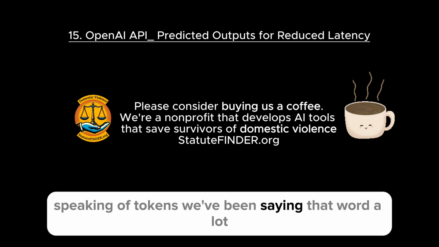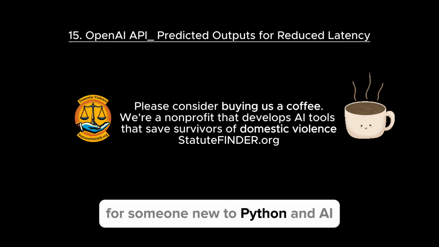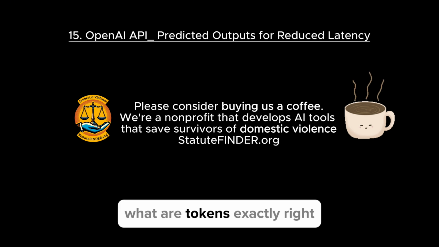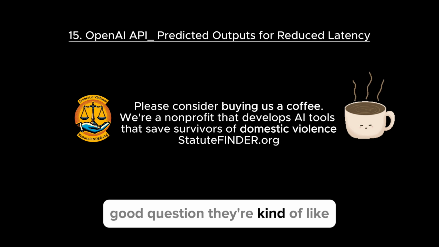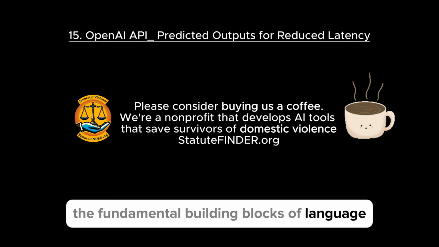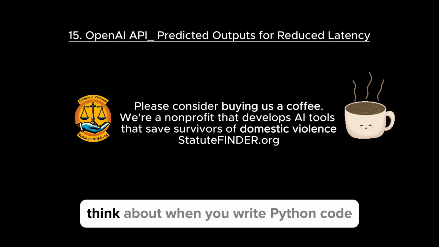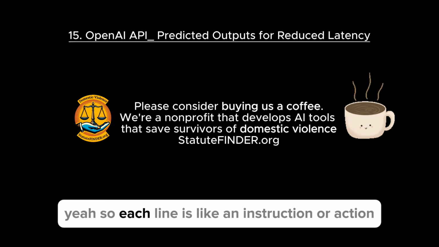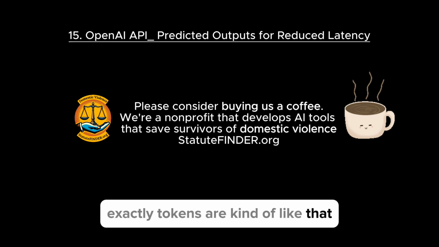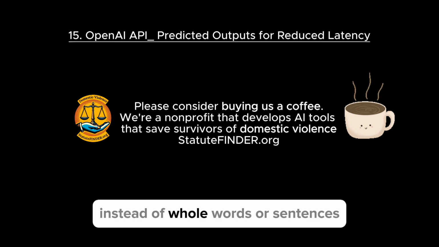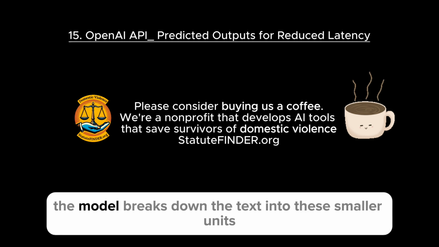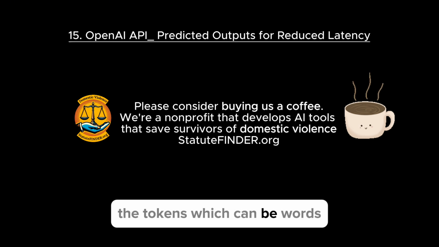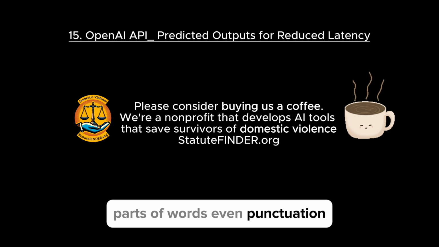Speaking of tokens, we've been saying that word a lot. For someone new to Python and AI, what are tokens exactly? Right, good question. They're kind of like the fundamental building blocks of language, at least for the API. Think about when you write Python code, you break it up into individual lines. Yeah, so each line is like an instruction or action. Exactly. Tokens are kind of like that, but for language. Instead of whole words or sentences, the model breaks down the text into these smaller units, the tokens, which can be words, parts of words, even punctuation.